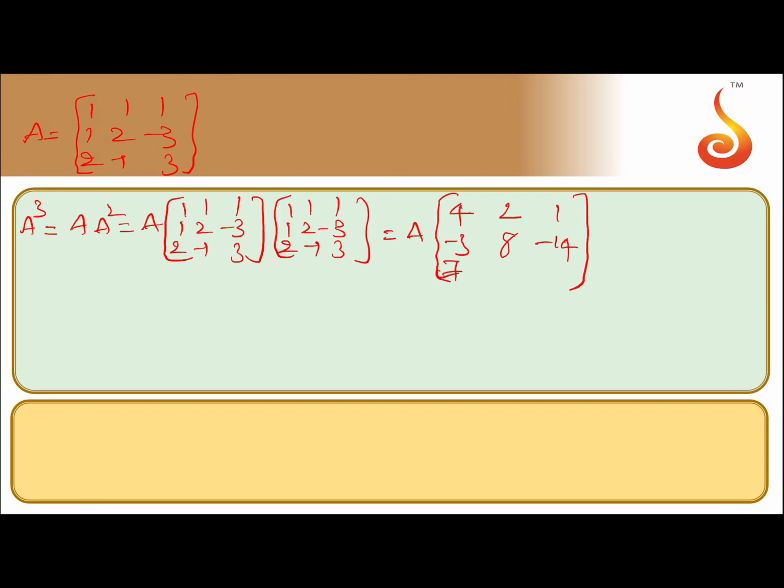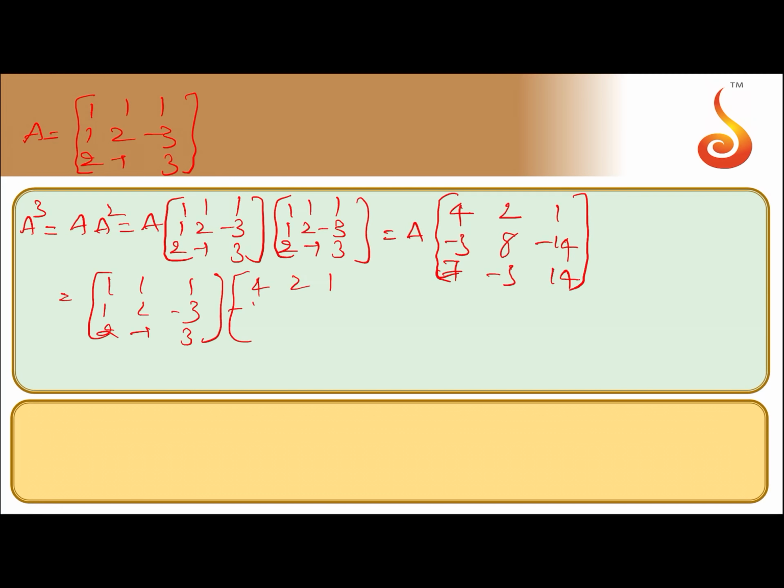And the third row, second column: 2 minus 2, 0 minus 3. And 2 plus 3, 5 plus 9, 14. And let me take up the product of this again now. That is equal to 1, 1, 1. It's 1, 1, 1. 1, 2, minus 3. 2, minus 1, 3 multiplied by.